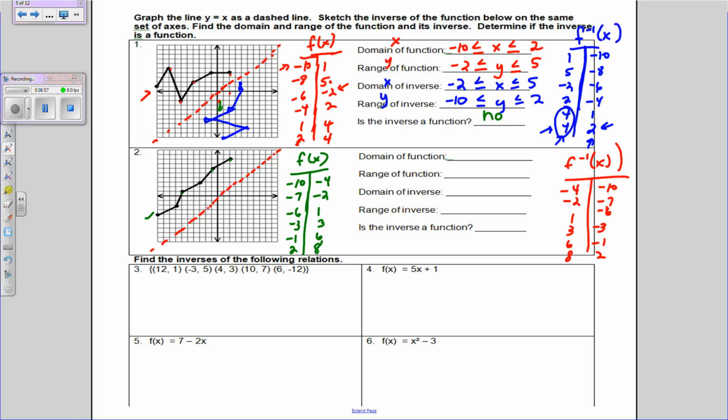So first, go backwards 4, down 10. Go backwards 2, down 7. And connect as you go. This one's a little bit easier. Go backwards 1 and down 6. Go forward 3 and down 3. And forward 6 and down 1.